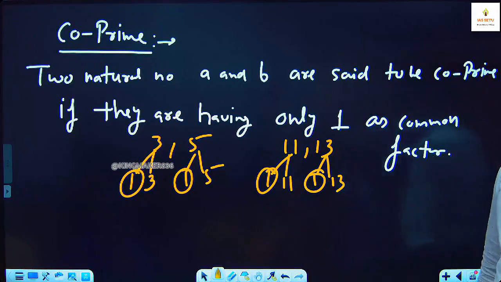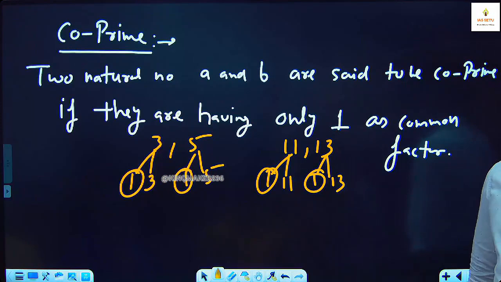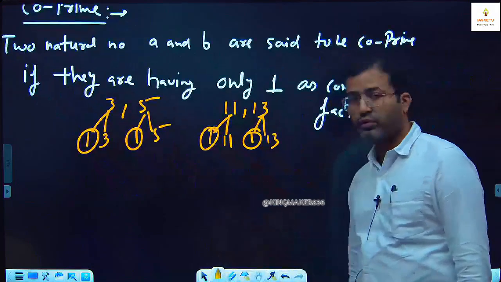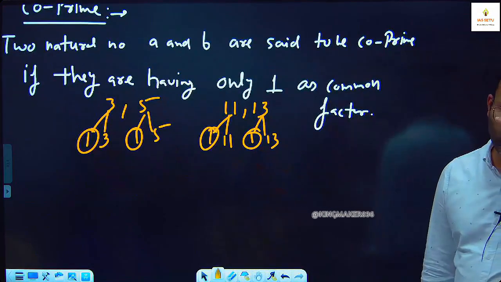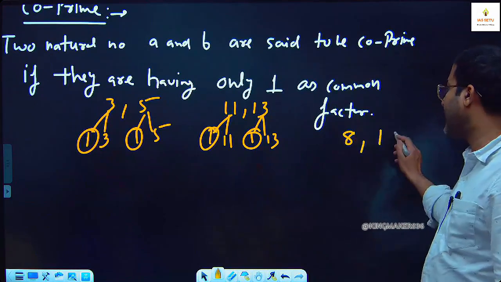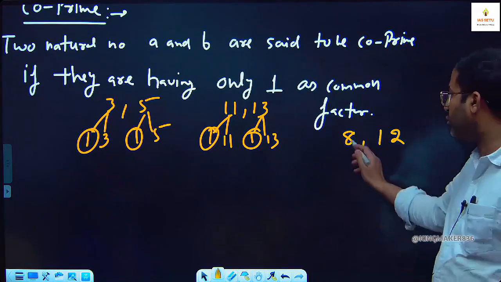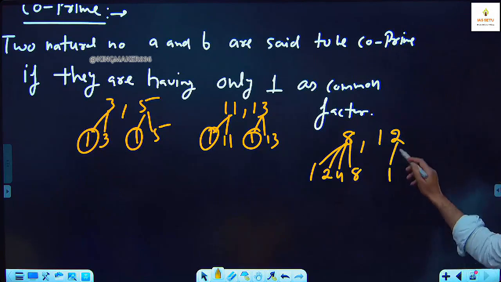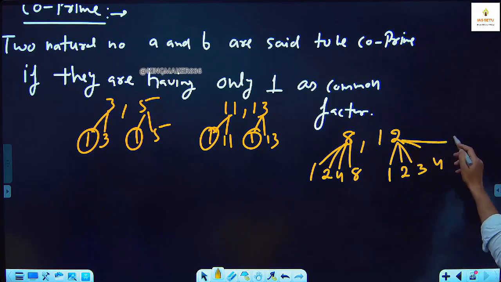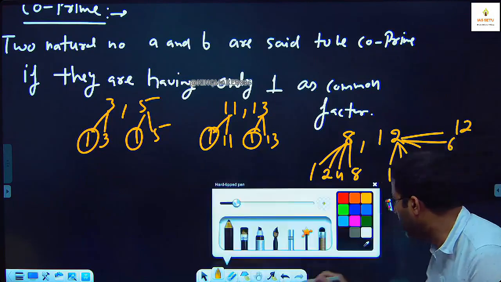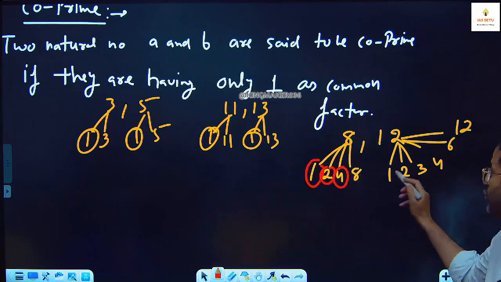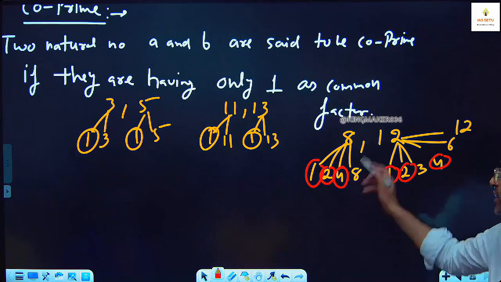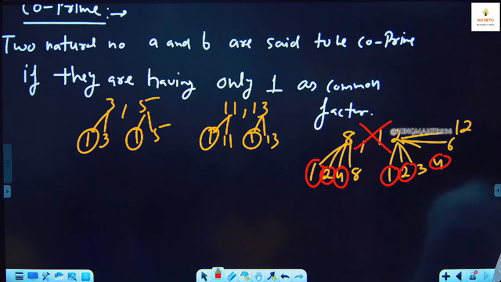Both are prime numbers. What is another prime number? ठीक है, रुको थोड़ा सा. तो ये हो को-प्राइम. I give you one negative example, like 8 and 12. What are the factors of 8? 1, 2, 4, 8. What are the factors of 12? We have 1, 2, 3, 4, 6, 12. What are the common factors? We have 1, 2, and 4. So they are not having only 1 as a common factor. They have 2 and 4 also as a common factor. So that's why 8 and 12 are not co-prime to each other.